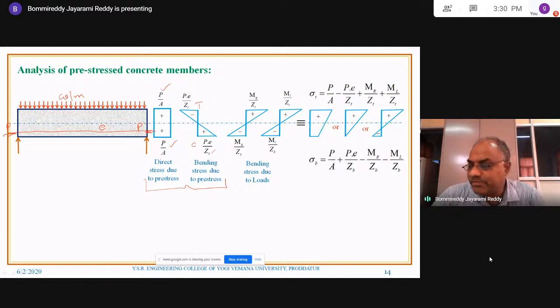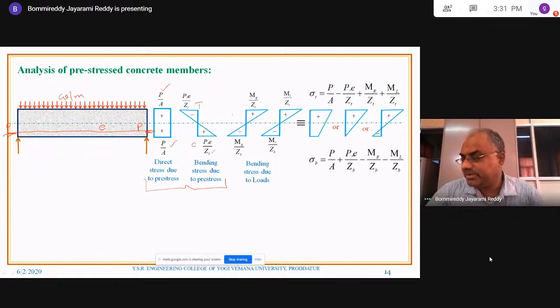So what is the pre-stress at the top? Because of the pre-stress, the stress induced at the top is P by A minus PE by Z. What is the pre-stress at the bottom? P by A plus PE by Z. So the algebraic sum of these two is the resultant stress because of the pre-stress. And these are not formulas to be remembered. Everybody knows direct force stress P by A, bending stress M by Z. So the sum of these two is called the pre-stressing value.